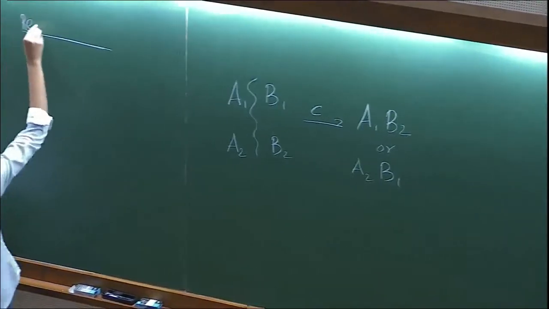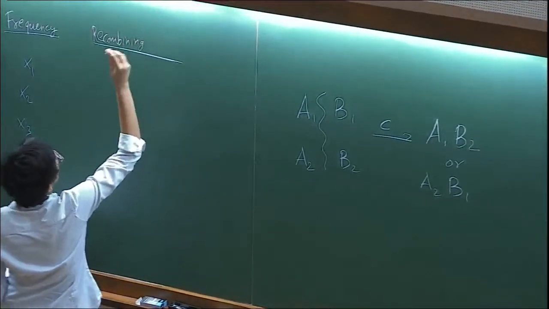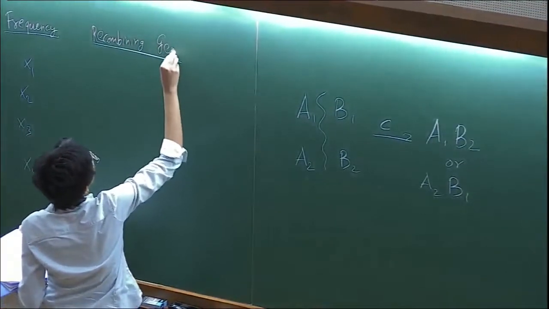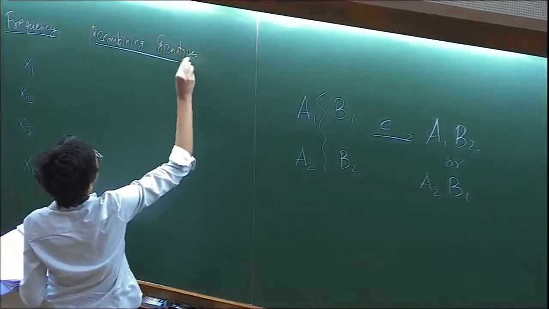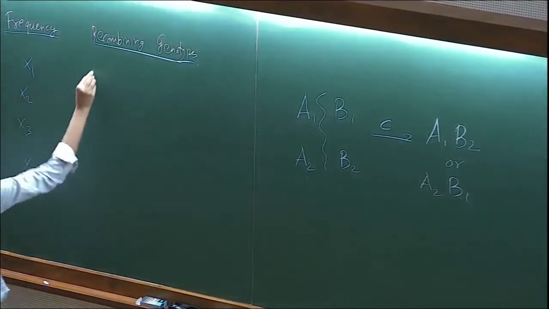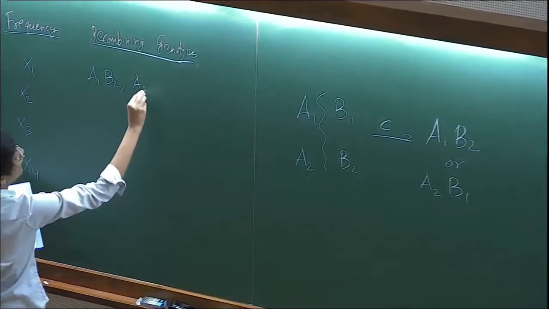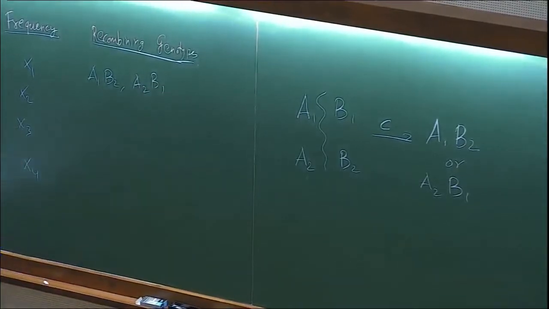So let's try this out, just like we did for the Hardy-Weinberg case. I want to get A1 B1. So which genotypes should mix to give me A1 B1? A1 B2 and A2 B1. People agree? Yeah? Okay.